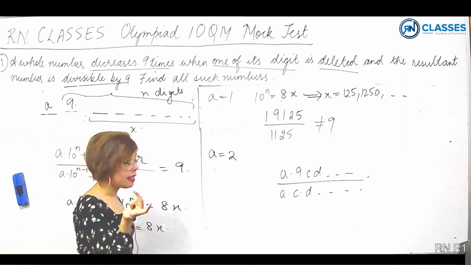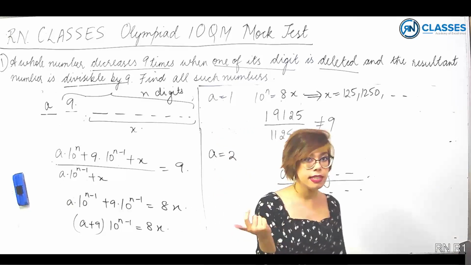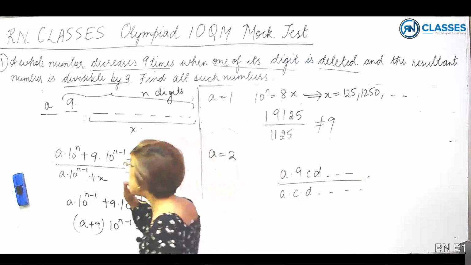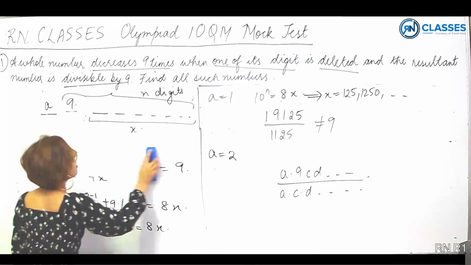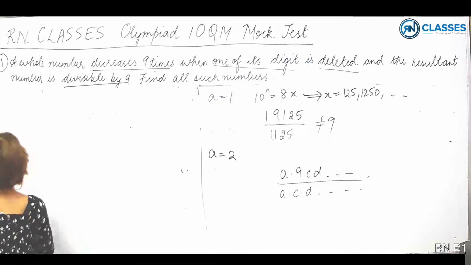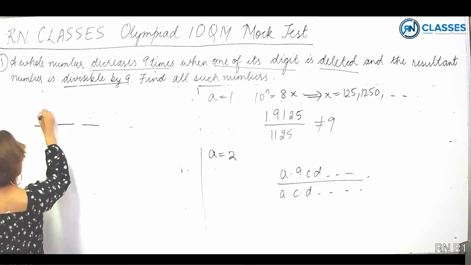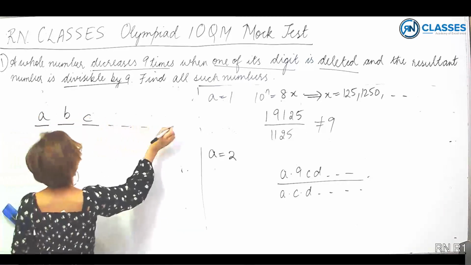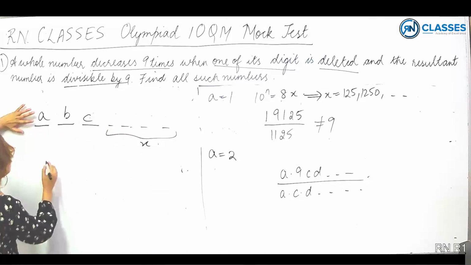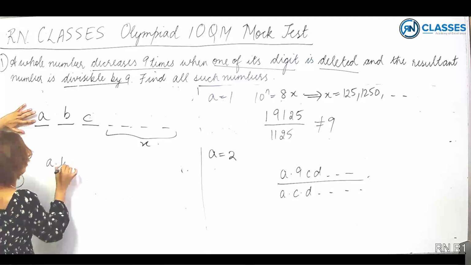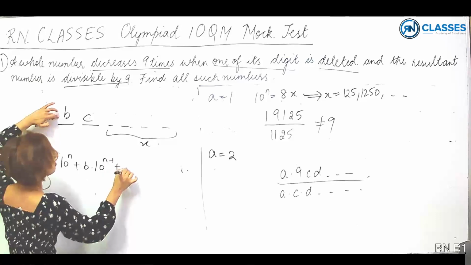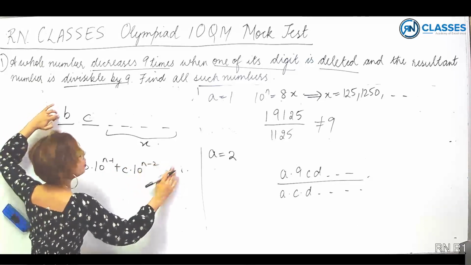Now we have considered the case when the first digit has been deleted and the second digit has been deleted. Now let's move on to the third one. What if the third digit has been deleted? Let's see. So my number of third digit चाहिए, so मैं से A, B, C and remaining को मैं डालूंगी X. Right? Okay. Let me write the number in expanded form. So A into 10 raised by n plus B into 10 raised by n minus 1 plus C into 10 raised by n minus 2 plus X.